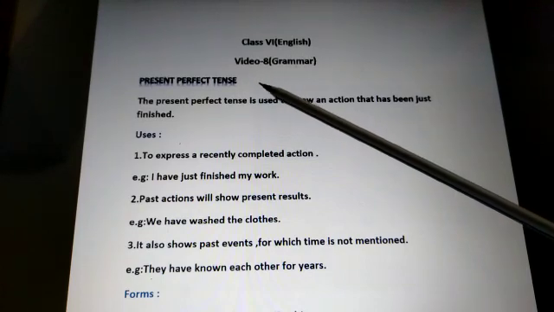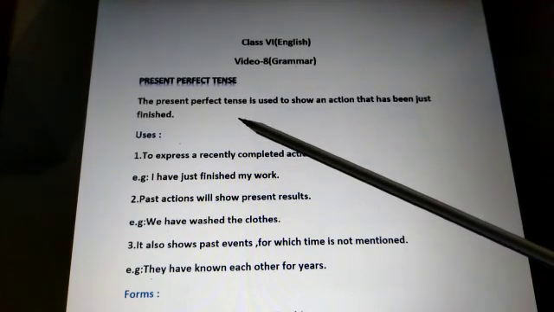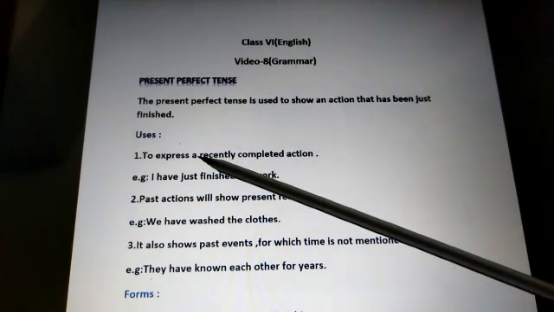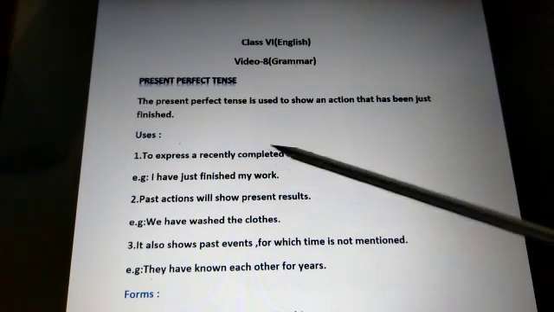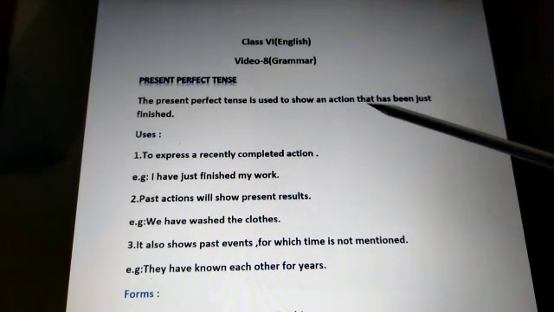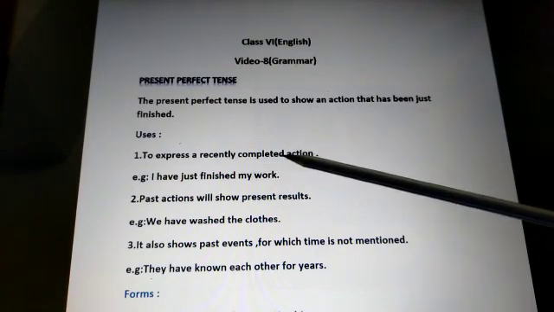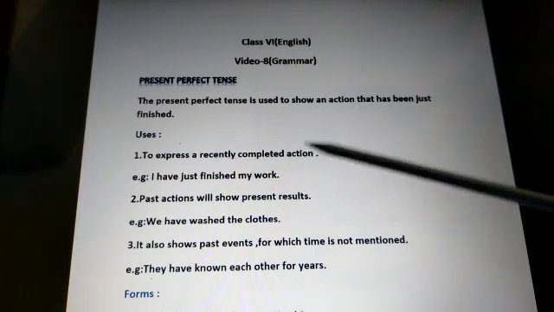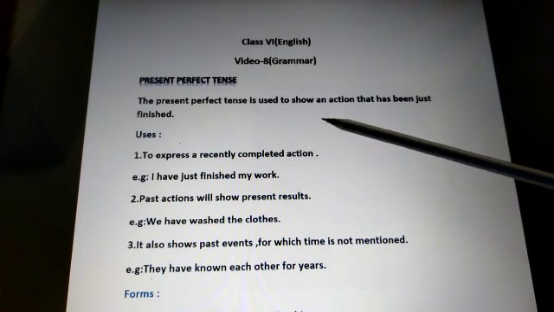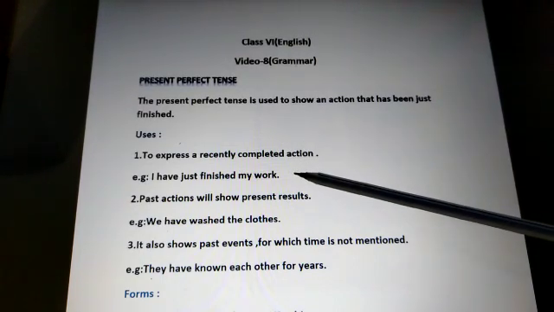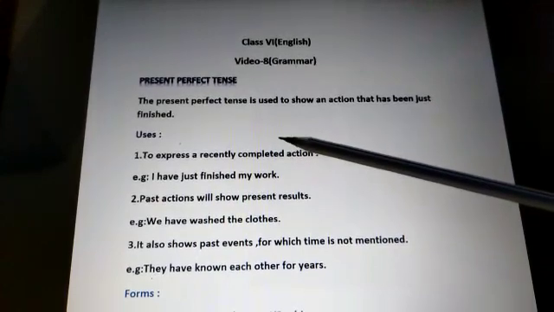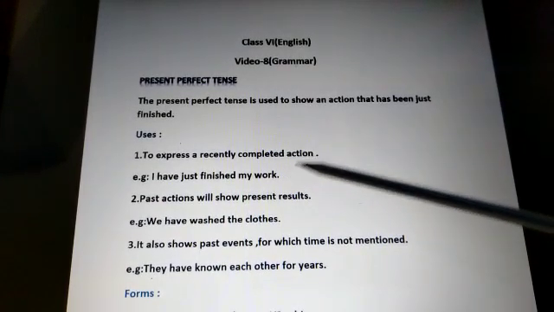So present perfect tense, let's know the uses. To express a recently completed action, which I have just mentioned here also, something which you have just completed, there we use present perfect tense in the language. So the first example we form here is I have just finished my work.